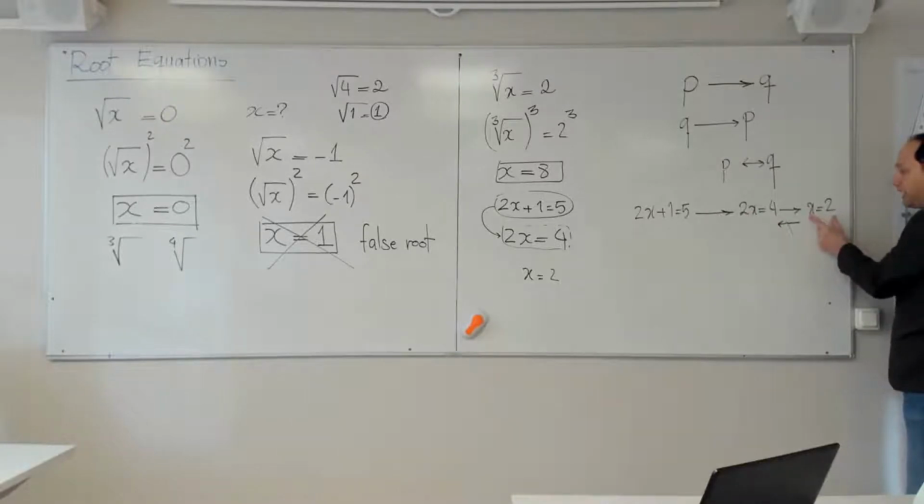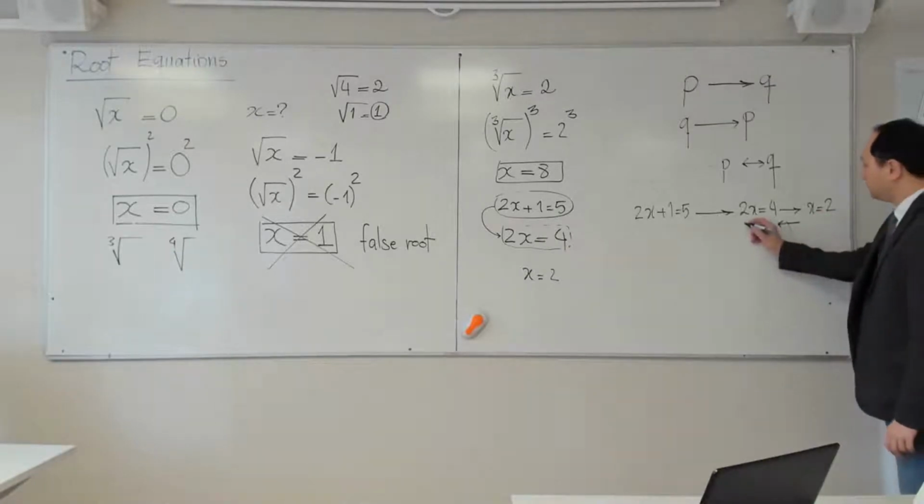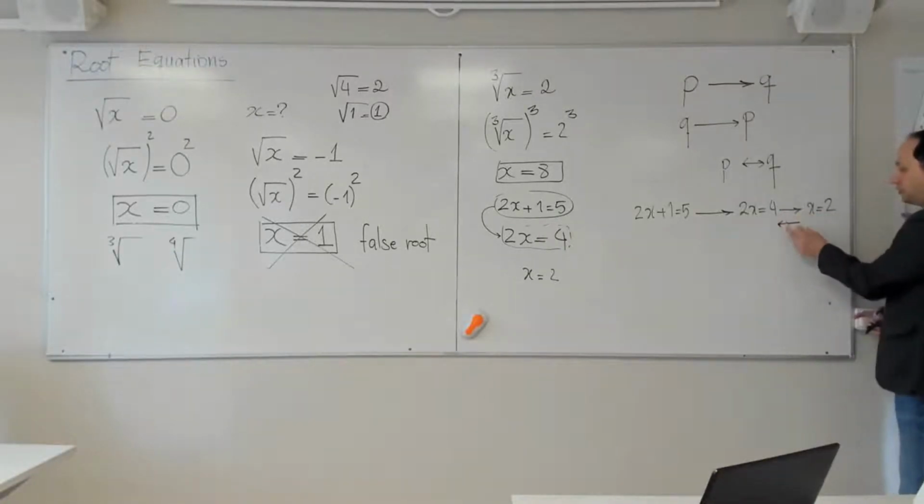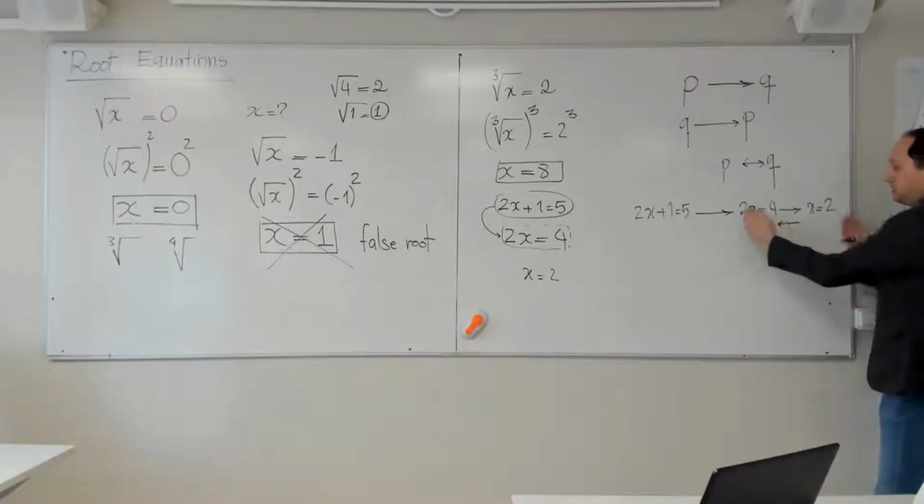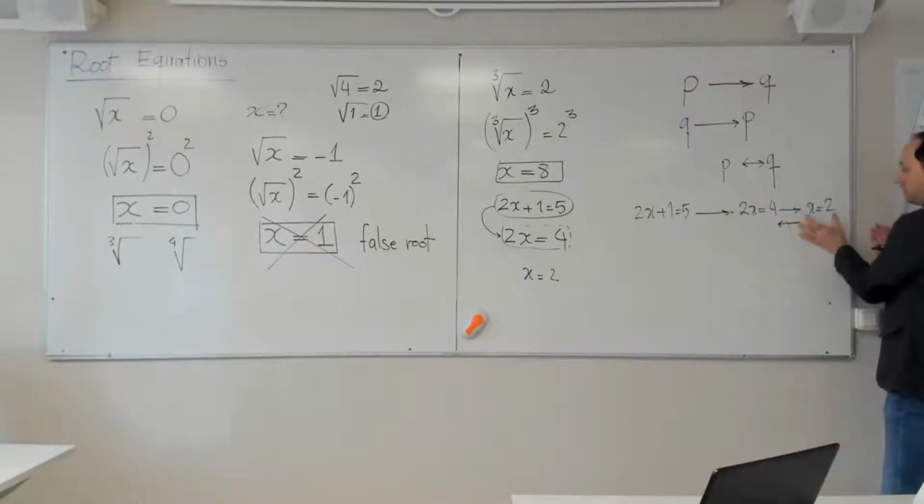But can I go back from this to this? Yes. It is clear that I can multiply both sides by 2. So this arrow is reversible. It means that these two statements are not the same.